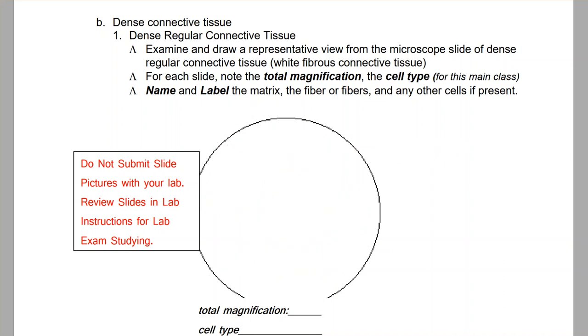And because these tissues are made of fibers, the fibroblasts are going to be very common inside of them. Blasts are cells that build fibers. Fibrocytes are mature and maintain the matrix and stuff.